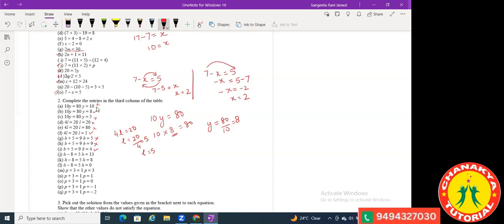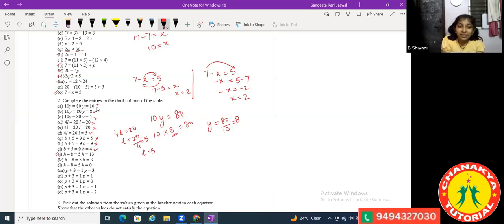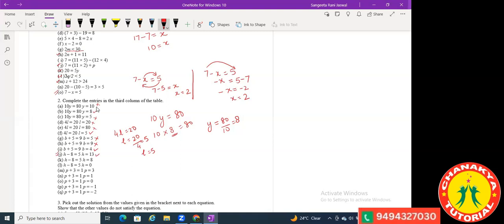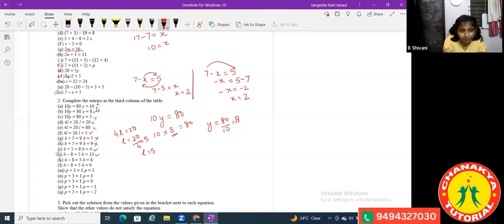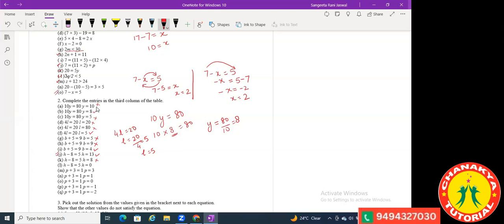Now I'll ask Shivani. Shivani, you tell me whether this equation is satisfying or not. This J part. It is satisfying, ma'am. It is satisfying? Okay, good. Tell me the next one. Is it satisfying? No, ma'am. No. Okay.